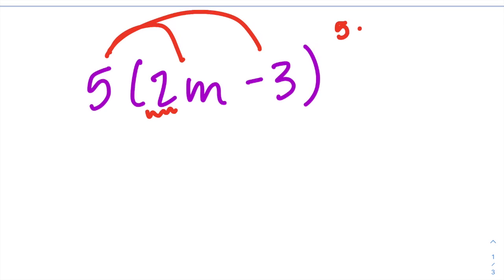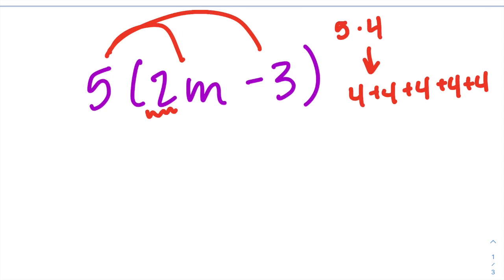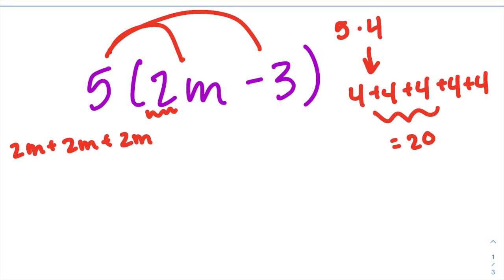If I were just to do 5 times 3, or we'll do 5 times 4, because we have a 5 times negative 3. 5 times 4 means I'm adding 4 together 5 times. That is what multiplication is doing, I'm taking 4 and adding it together 5 times, and I'm getting 20. So if I'm doing 5 times 2m, I'm going to have 5 groups of 2m that I'm adding up.